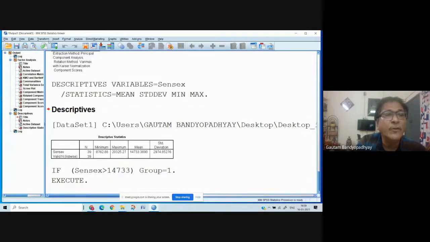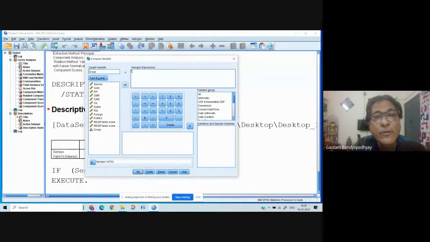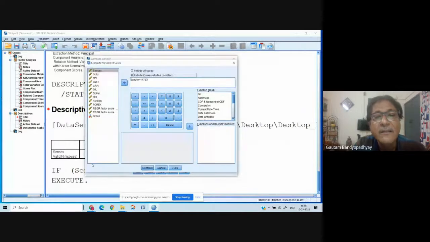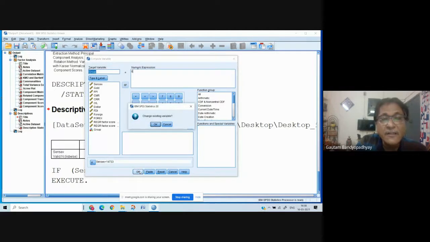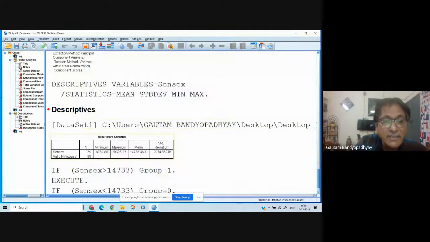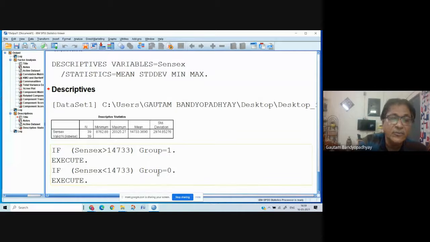Next, again we go to Transform, Compute Variable. Here we put 0. We go to the If statement, and if it is less than this, continue, and OK. We are getting the right answer: Sensex less than this, group 0. Execute. So already 2 groups are created on the basis of the dependent variable.